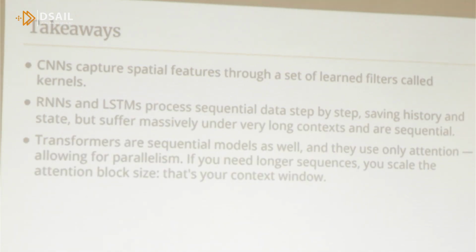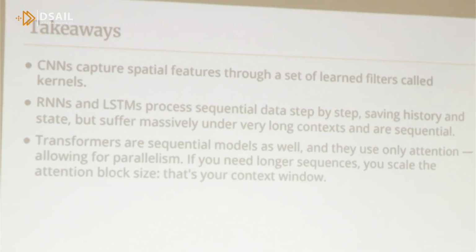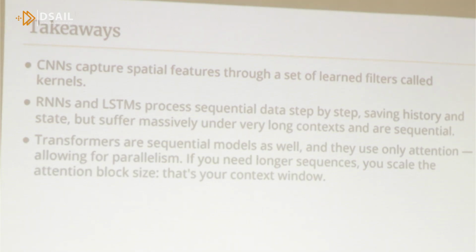So essentially, takeaways: CNNs capture spatial features through a set of learned filters called kernels. RNNs and LSTMs process sequential data step by step, saving history and state, but they suffer massively on long context and are sequential. Transformers are sequential models as well in the sense of generation, but they use attention only, and this attention allows for parallelism. So essentially, when we talked about multi-head attention, each head of attention can be done in parallel. Look at that point. So that's why it beats RNNs. But if you need longer sequences, you can scale the attention block size, and that's your context window.